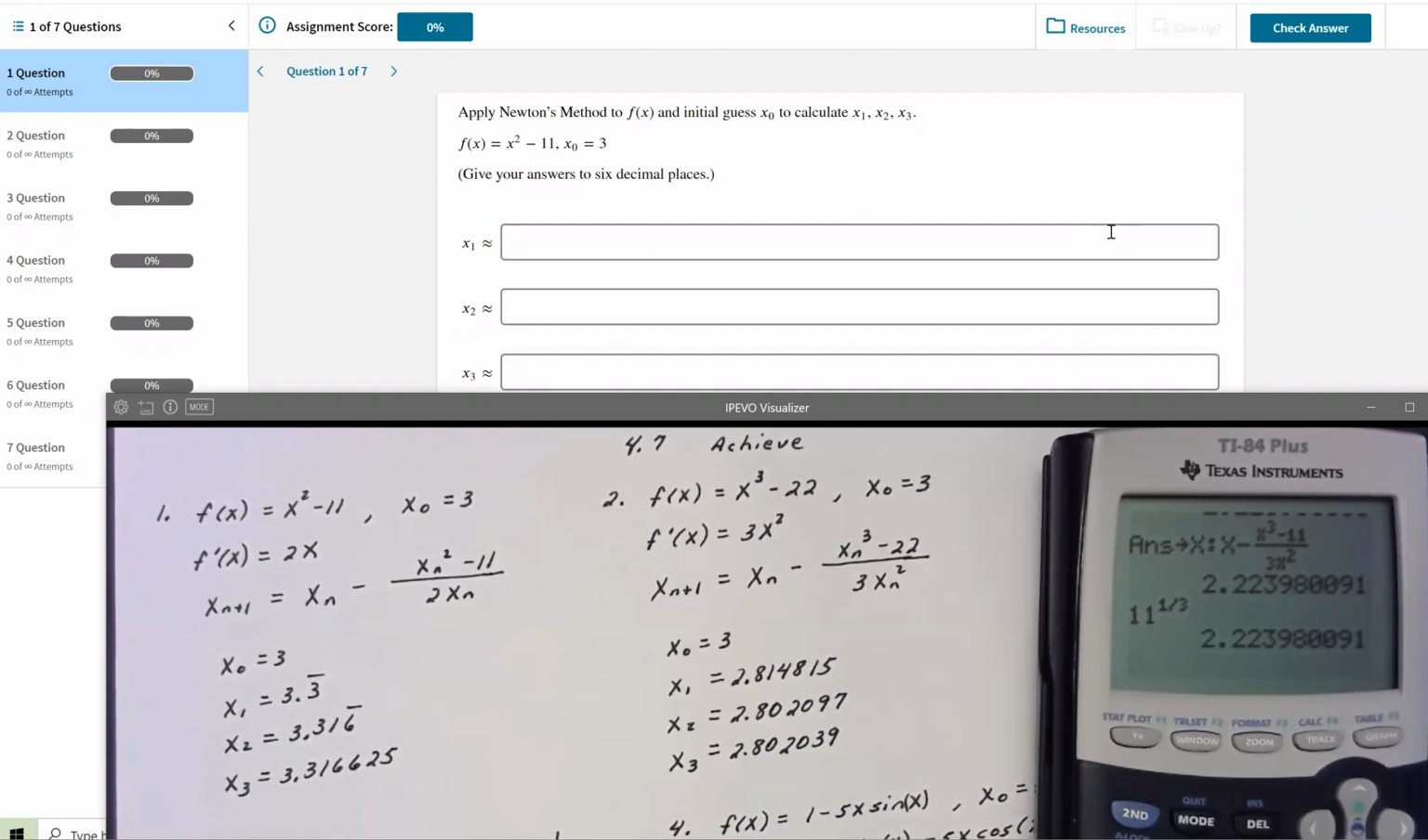Okay, so the first problem on here tells us to apply Newton's method to the function f of x at the given initial guess x sub 0, and it wants you to find the first, second, and third refined guess. So f of x in this problem is x squared minus 11. We're trying to find the root of that parabola closest to the initial guess of 3, and it wants us to give your answers to 6 decimal places. Okay, so here's what I did.